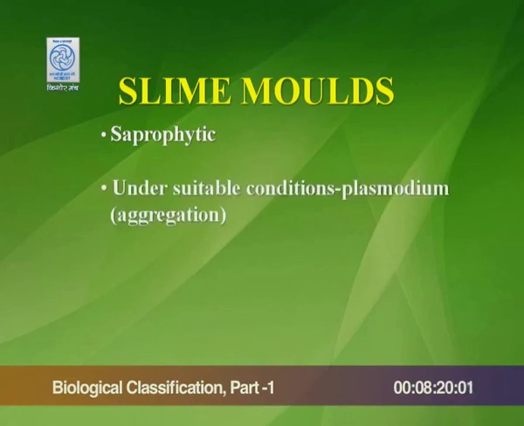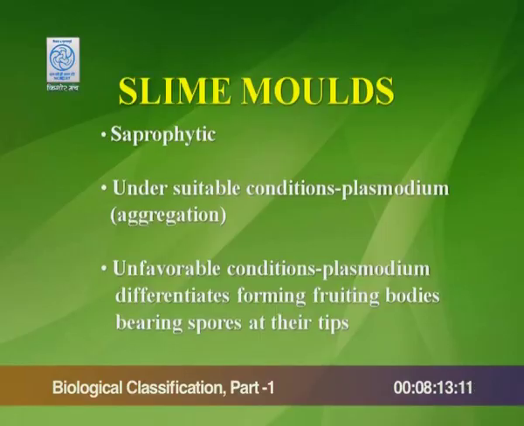Under suitable conditions, they form plasmodium, which is an aggregation of cells, and under unfavorable conditions, the plasmodium differentiates, forming fruiting bodies bearing spores at their tips.